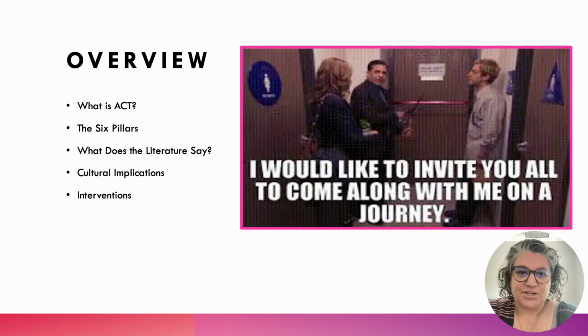In this presentation, we are going on a journey, so strap in. I'm going to guide you all through what ACT is, the 6 main pillars of the modality, and what the literature is saying about the modality. Then we're going to discuss the cultural considerations surrounding this modality, and we'll finish off by going through a couple of ACT interventions so you can get an idea of how it's used in practice. Ready? Let's go.